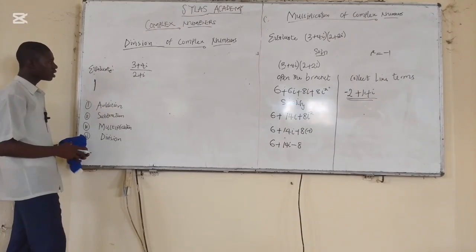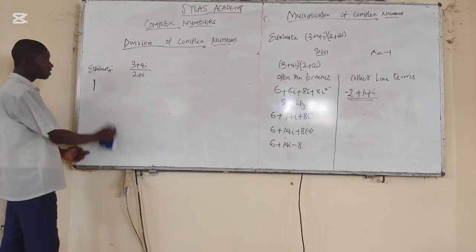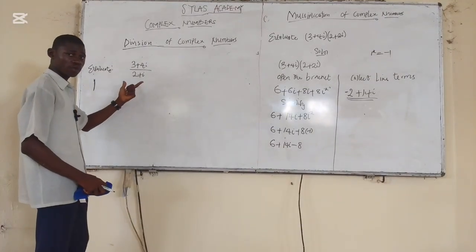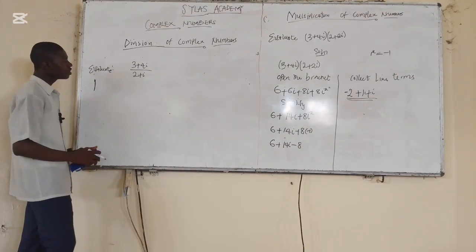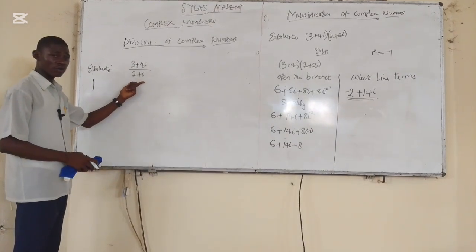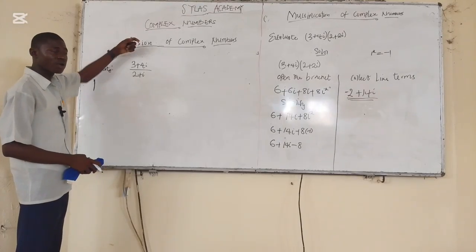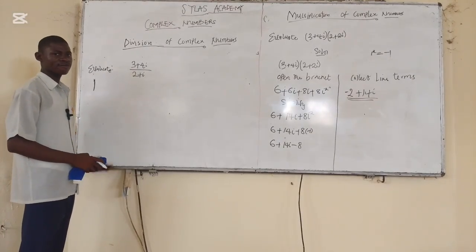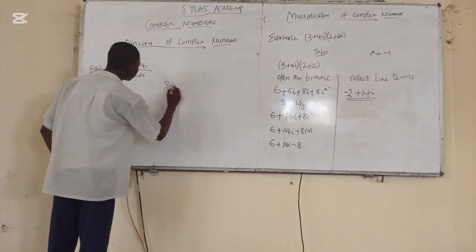Evaluate this question. How do you evaluate this type of question, or solve questions under division in complex numbers? In complex numbers, you take the conjugate of the denominator and multiply it by the numerator and the denominator itself. How does that work? You have a solution.